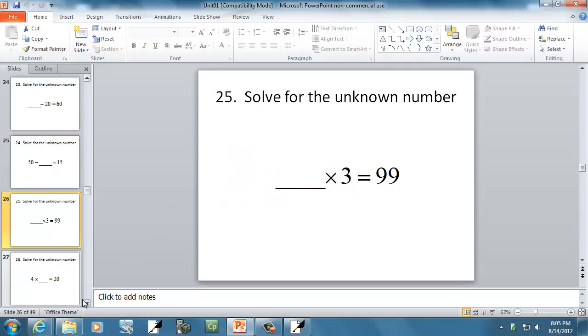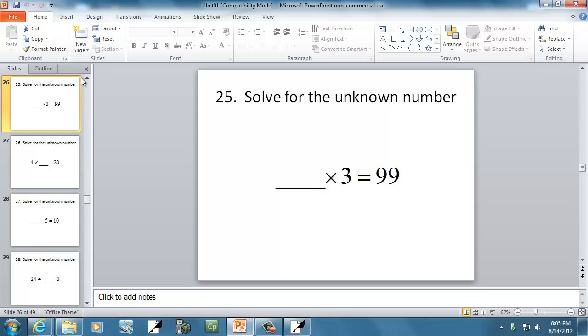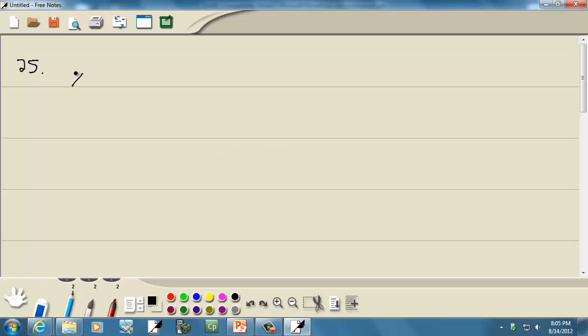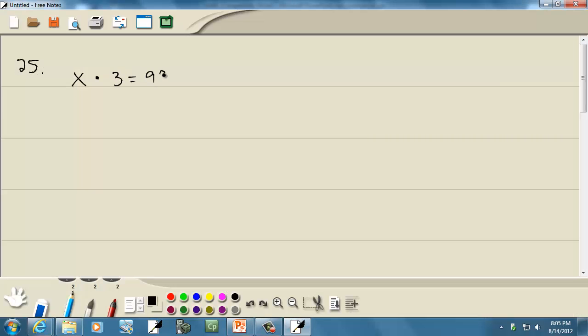Let's look at problem 25. We got blank times 3 equals 99. So again, I'm going to put an X where that is. And for multiplication, I'm going to put a little dot here. Times 3 equals 99. Now usually if we have a variable, an X, and a number, we put the number first. So I'll put 3X equals 99. Now I don't have my steps up here anymore, but if we remember what they were, first step was to get rid of fractions. Don't have any. Second step was to get everything with an X on one side, numbers on the other side. Well, this 3 is right next to the X, so it's trapped with it. So everything with an X is on the left side, numbers on the right side.